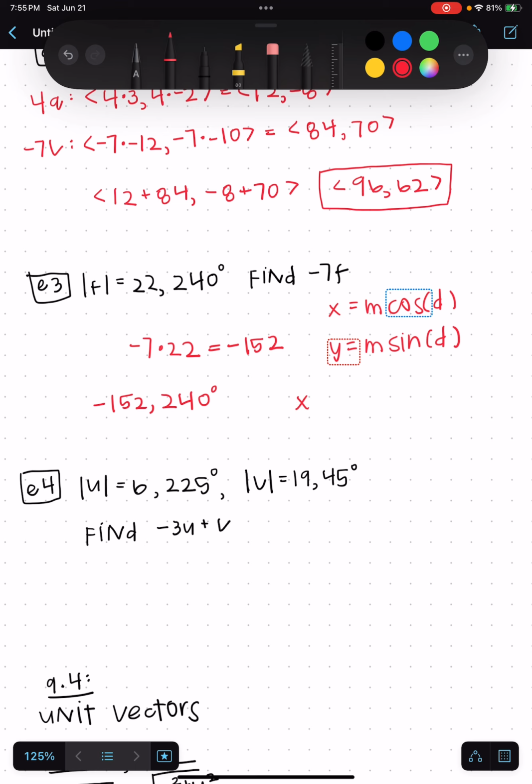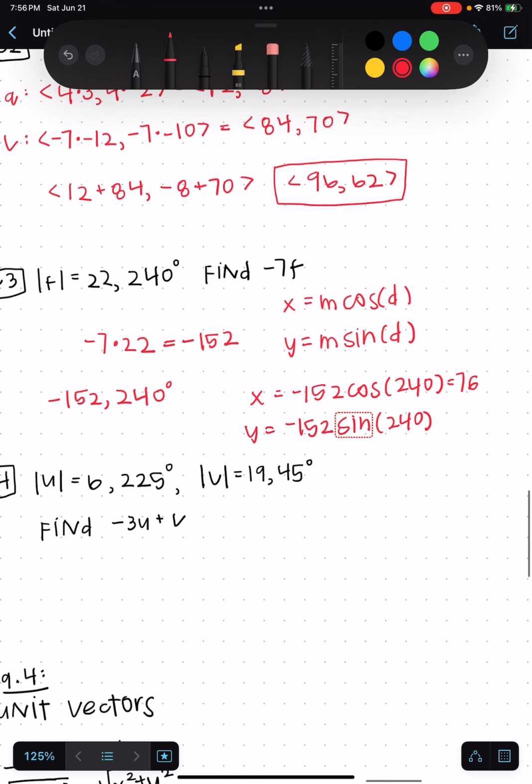So for x, I'm going to have x is equal to -152 times cosine of 240, which, when I plug that into my calculator, -152 times cosine 240, gives me 76. And then for y, I would have -152 times sine of 240. So -152 sine 240.